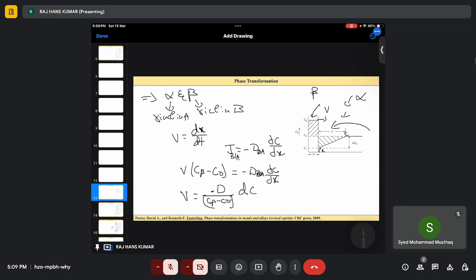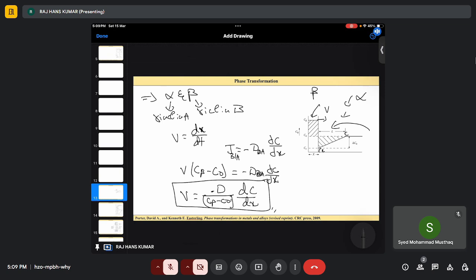or if I take dC upon dx. If I take concentration only depends upon X, it's the exact differential, not the partial differential. Let's say it doesn't depend upon time, right? Then you also have a steady state diffusion.